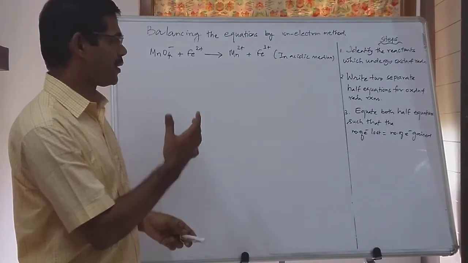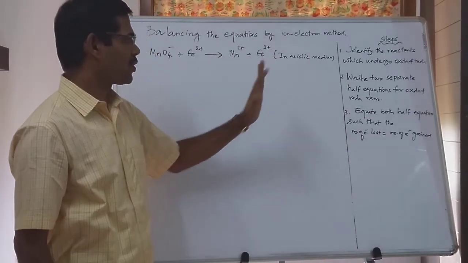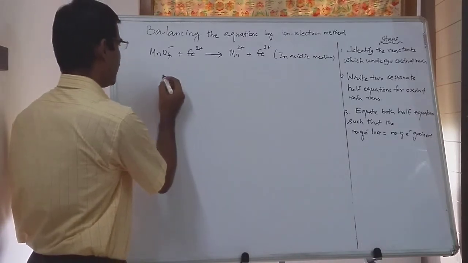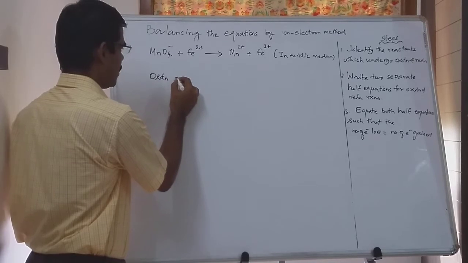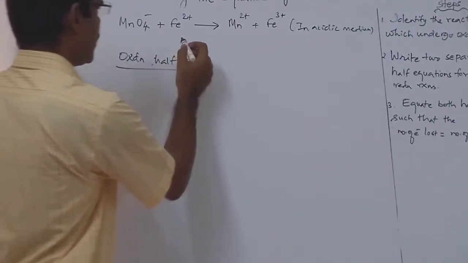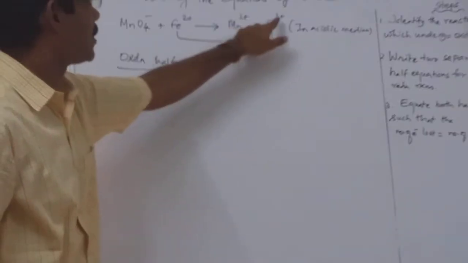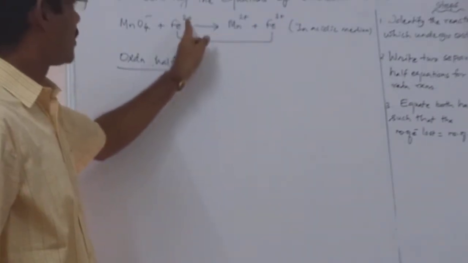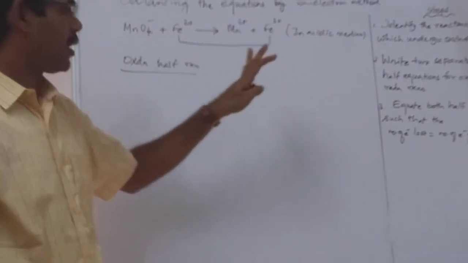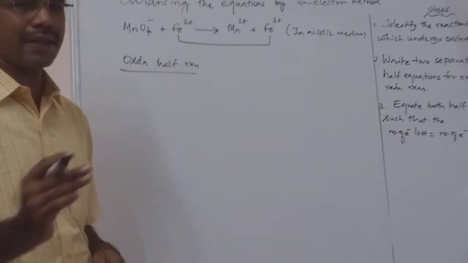Now let us proceed. First, what do we have to do? Identify the reactants which undergo oxidation and reduction. This is an ionic equation, so you can easily identify them. I am writing the oxidation half reaction first. See, this Fe2+ has become Fe3+, so there is an increase in oxidation number. With an increase in oxidation number, we say that this species has undergone oxidation. Increase in oxidation number is oxidation; decrease in oxidation number is reduction.